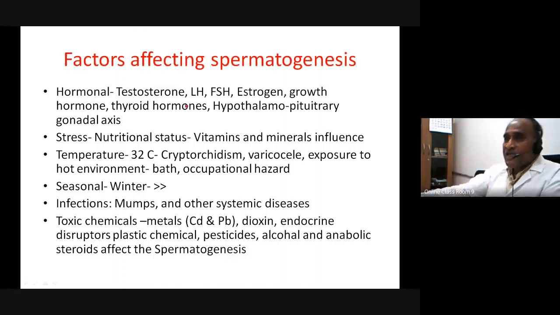Now in the event of undescended testis, what is called cryptorchidism, what happens? The testis remains in the abdominal cavity. In the abdominal cavity, the temperature is 37.4 degrees Celsius, and that is not helpful for spermatogenesis. Spermatogenesis requires a lower temperature, 32 degrees. For that reason, the scrotum, with the dartos muscle, provides the temperature regulation.